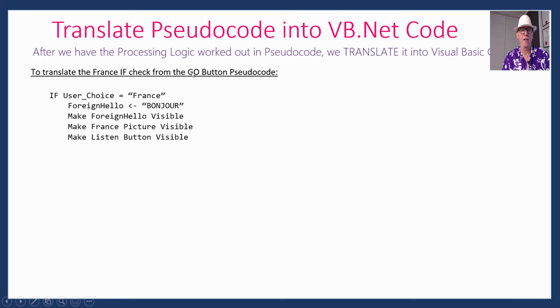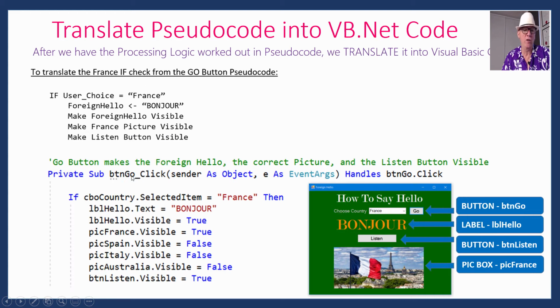To translate the France if check from the go button pseudocode. All right, so we've got here, if they've chosen France, do all this stuff. That's in pseudocode, plain English. How we get that into Visual Studio is, when you double click on the button here on the form, so double click on the go button, that'll take you into the code and it writes this first private sub bit for you. Then we need to convert this pseudocode into Visual Studio VB.NET code.